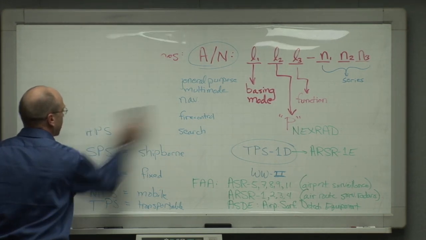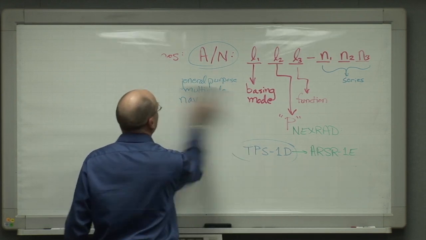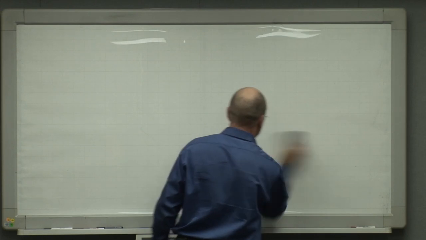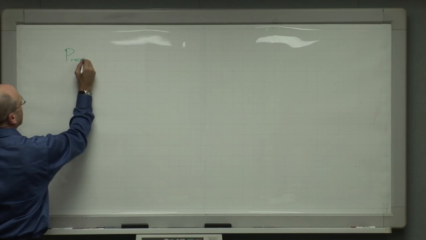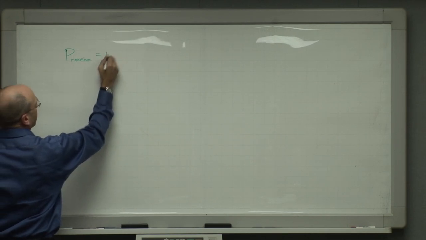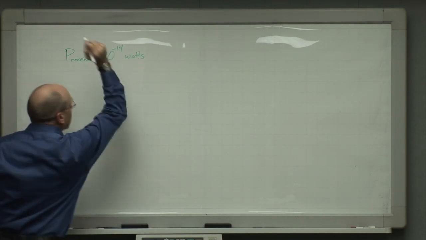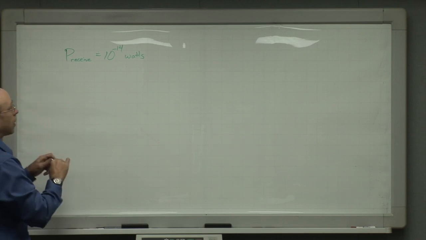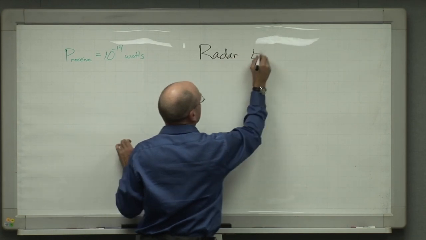All right, get rid of all this. Okay, 10 to the minus 14 watts. So we want the power that we receive to be equal to something on the order of 10 to the minus 14 watts. Okay, now I'm going to start producing the so-called radar equation.